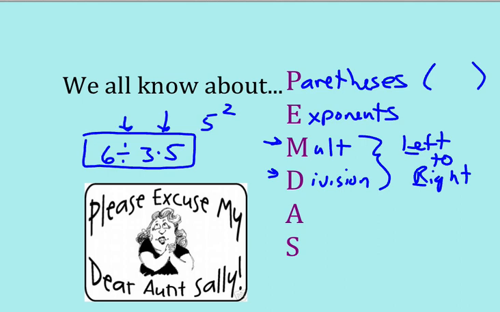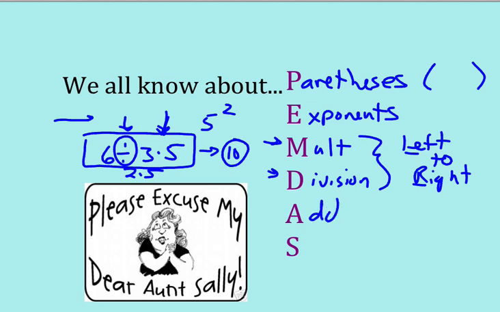So division shows up first as you're working from left to right. So you would actually do 6 divided by 3 and get 2 times 5. And 2 times 5 is 10. That's how you would do this problem. Biggest mistake: people do the multiplication first and get 6 divided by 15, which gives us some decimal, and that's not the correct answer in this case.